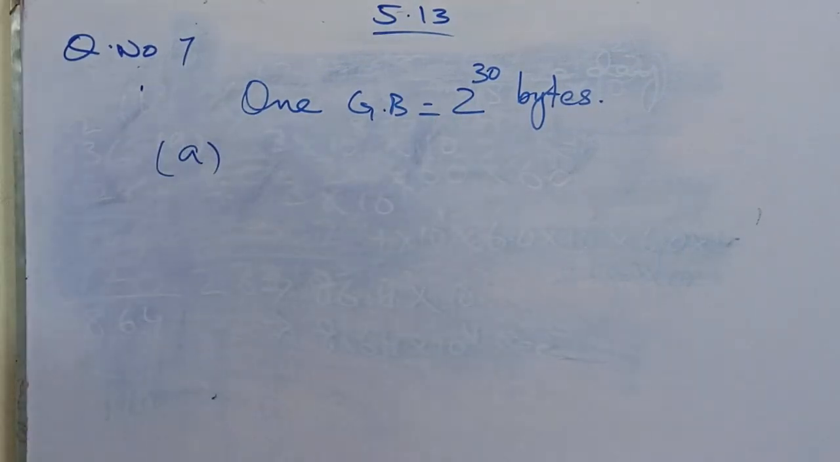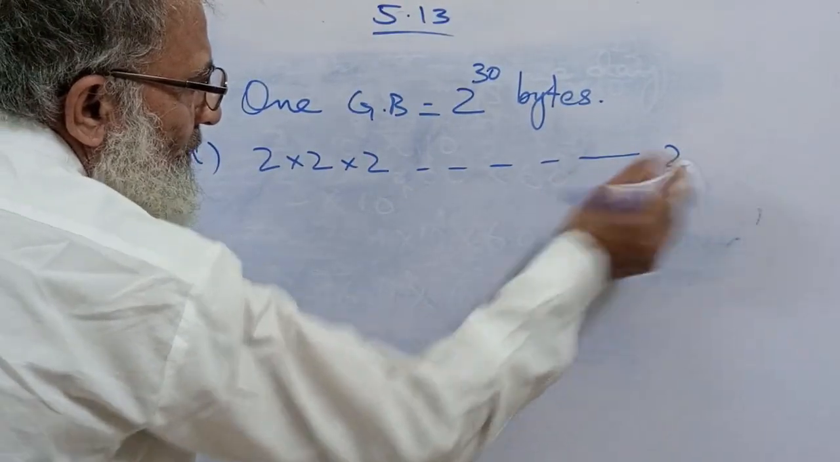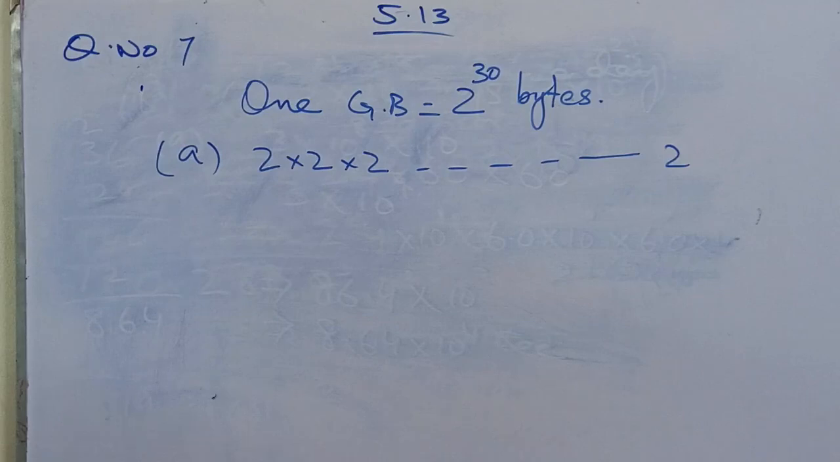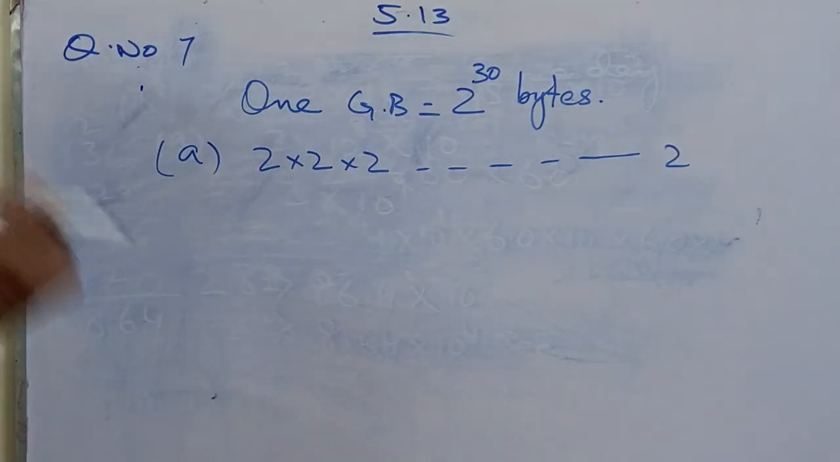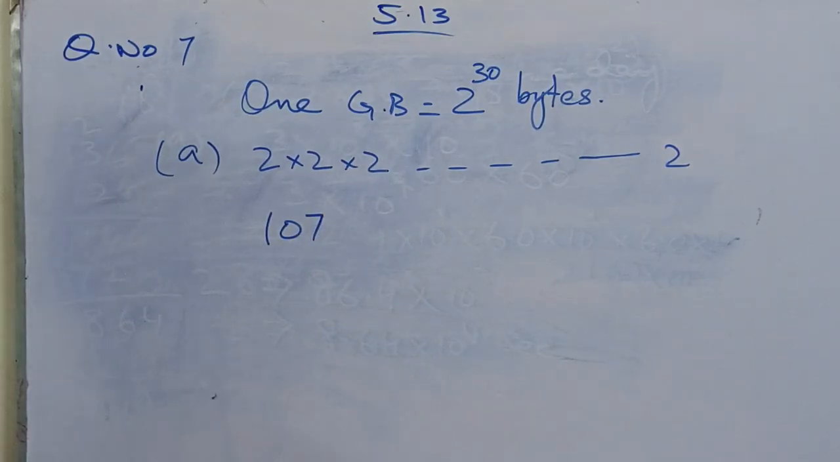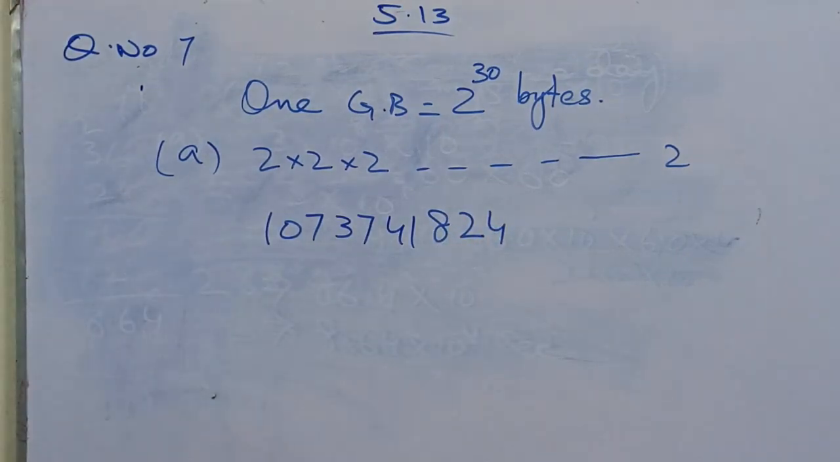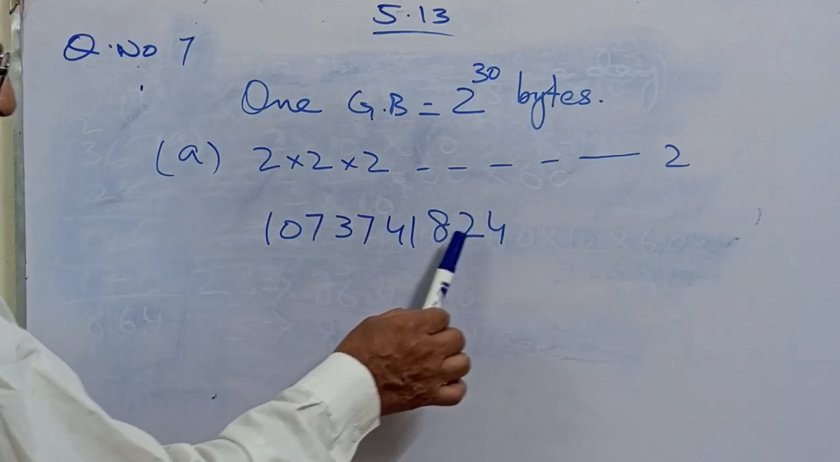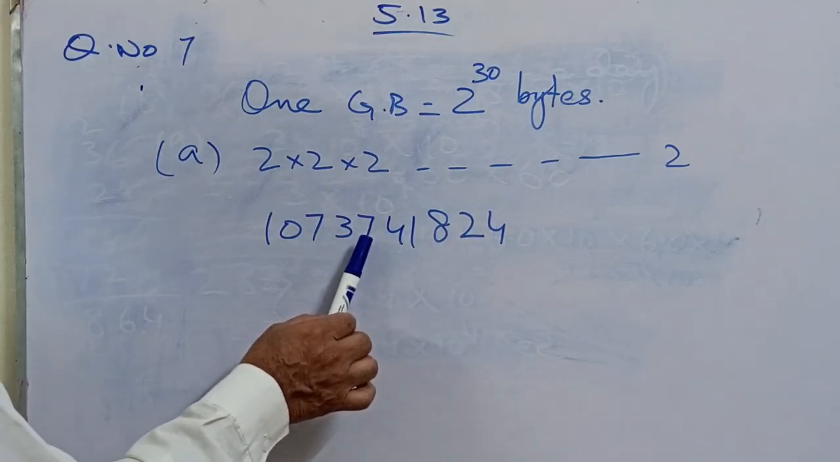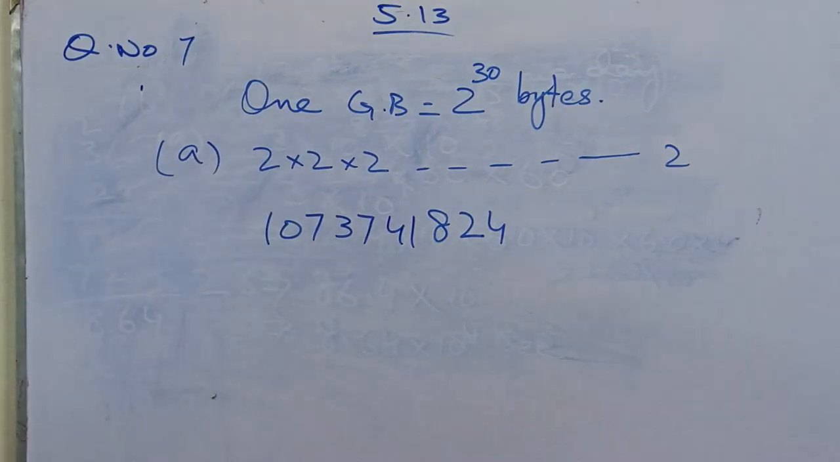So 2 to the power 30 is like this: 2 multiplied by 2 multiplied by 2 and so on, and this is the 30th 2. So when we calculate this, it will become 1073741824 bytes. Now there are this many bytes in 1 gigabyte. Units: 10, 100, 1000, 10,000, 100,000, 1 million, trillion, and so forth.